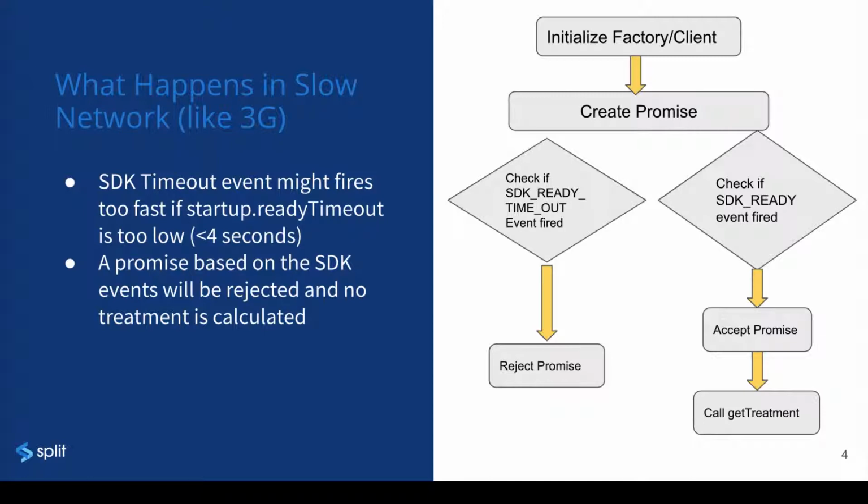And you can see the issue here. If the ready timeout value was too low, like 1 second or 2 seconds, and in a slow network, which might take more than 2 seconds, it might take 3 seconds or 4 seconds, then the SDK ready timeout will fire before the SDK ready, and thus the promise will be rejected, and your code will not call getTreatment.